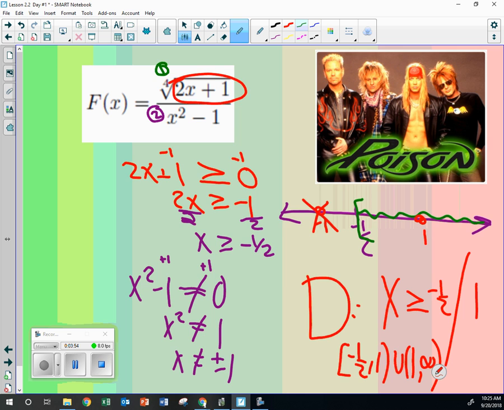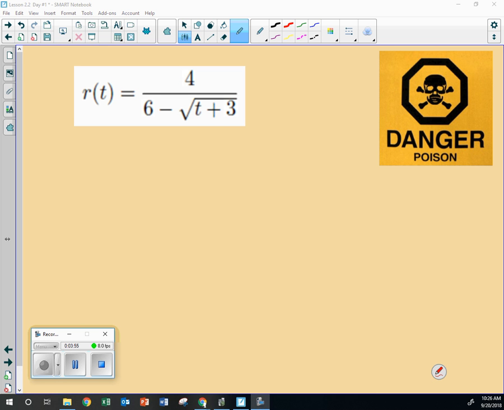I do too. On the next slide here, we have 4/6 minus square root of t plus 3. So we're going to do the same thing. The first thing we're going to look at is this part, t plus 3. It has to be what to 0? Greater than or equal to 0. So t is going to be greater than or equal to -3.